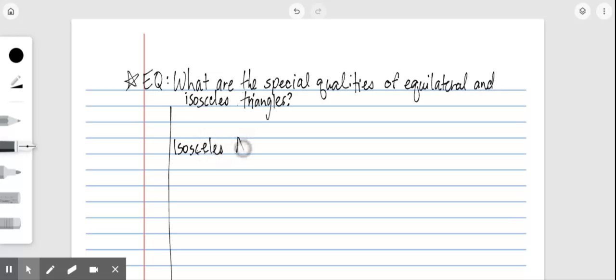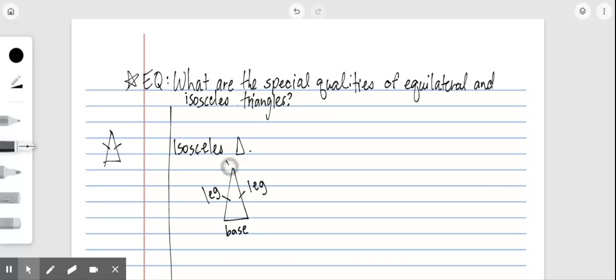Isosceles triangles. Okay, and isosceles triangles, remember, as a little reminder, are the ones that have two equal sides. So let's draw a diagram, and we're gonna just label it. I know that these two things that are equivalent are called legs. These are the legs of an isosceles triangle. And then the side that is not equal is called the base. So the legs are those sides that are equal. The base is the other side.